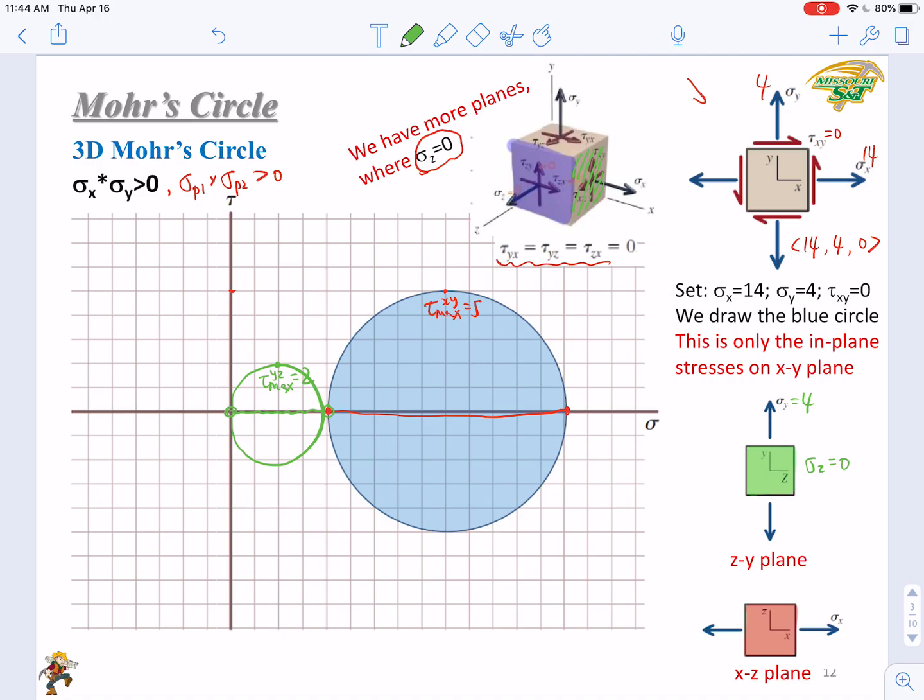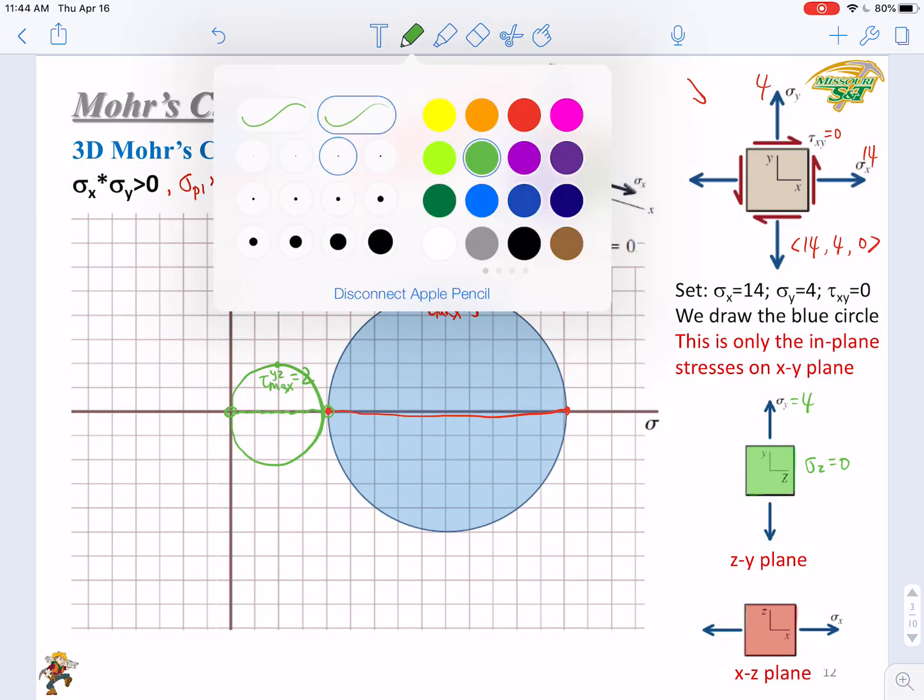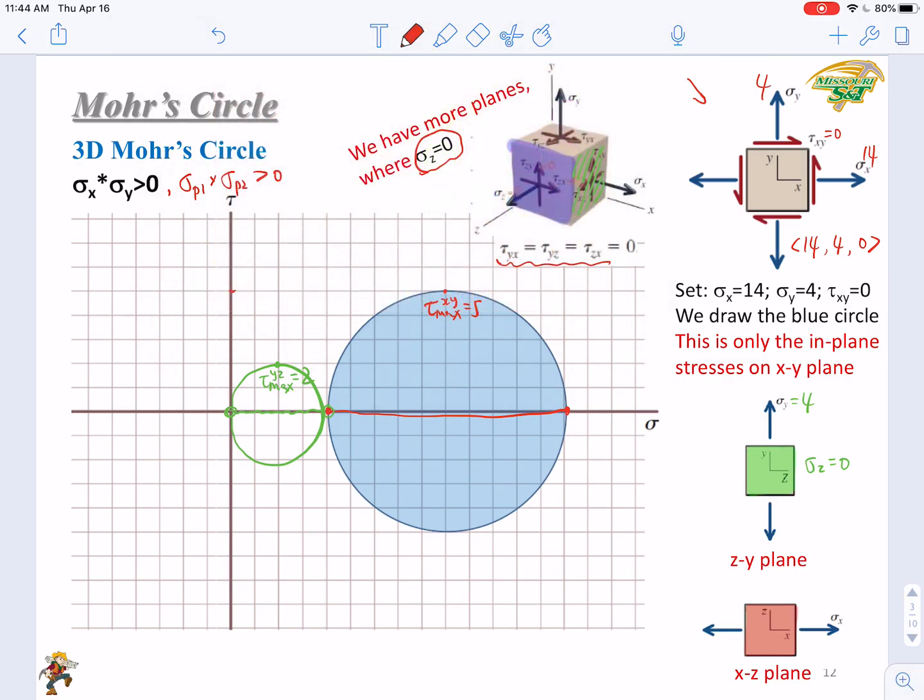Here is the third plane, the XZ plane. On the red colored XZ plane, you have sigma x equals 14 and sigma z equals 0, and tau xz, tau zx both 0. Based on this, you can draw the Mohr circle.